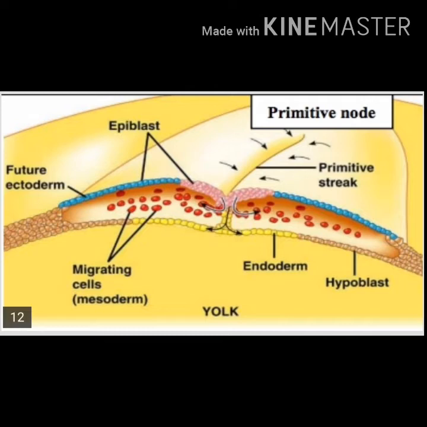Guys, the last one is the embryonic ectoderm. Although most of the cells of the epiblast migrate through the primitive node and primitive streak, a larger number of epiblastic cells do not invaginate and give rise to a new layer of columnar cells on the dorsal surface of the embryonic disc. This layer is called embryonic ectoderm or simply ectoderm.